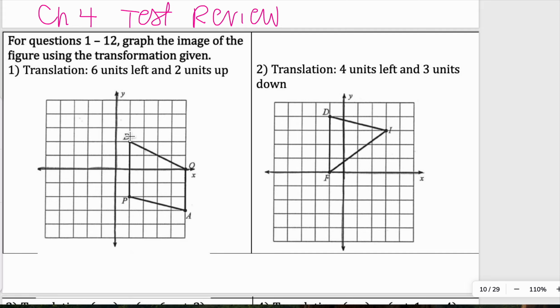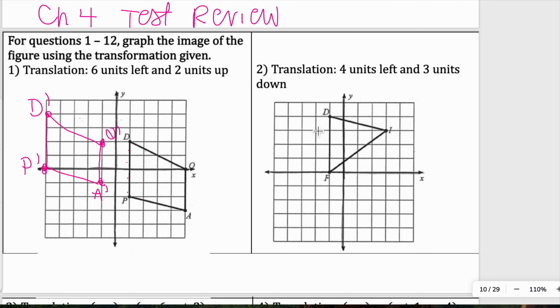So translation is number 1, 6 units left and 2 units up. All you're doing is you're taking each point and counting 1, 2, 3, 4, 5, 6, and 2 up. So D prime will be here. And then P prime, if you wanted to look, there are 1, 2, 3, 4 units in between D and P. So P prime would end up being here. Q prime, 6 to the left, 1, 2, 3, 4, 5, 6, and 2 up. So here would be Q prime. And then A is 1, 2, 3 units down from that. So A prime would end up being here. And then all we're doing is connecting our points together to create that image.